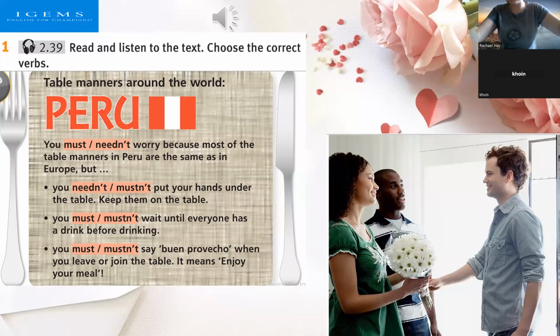So let me just bend this down a little bit. If I put my elbows on a table and I eat supper, it is considered rude in some countries. You're not allowed to put your elbows, these over here, on the table when you eat. You have to eat with your arms off the table.